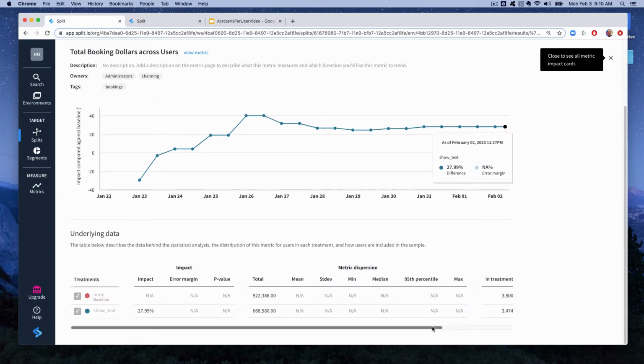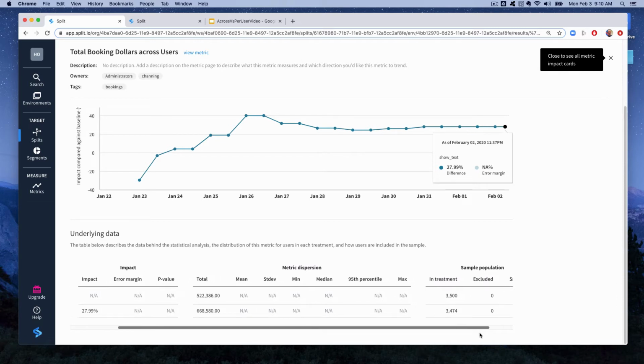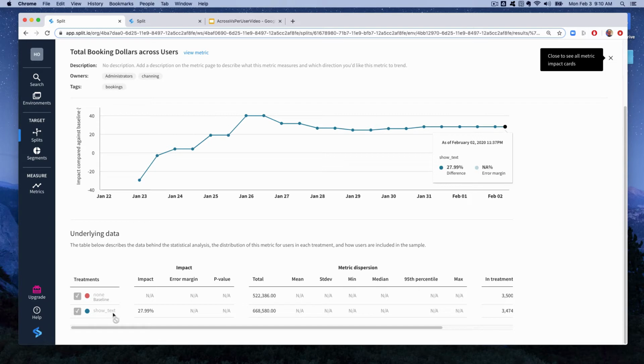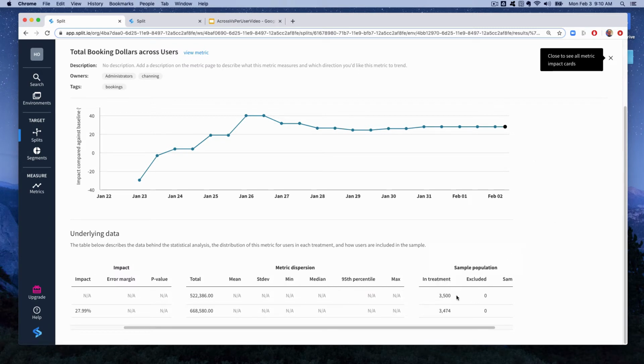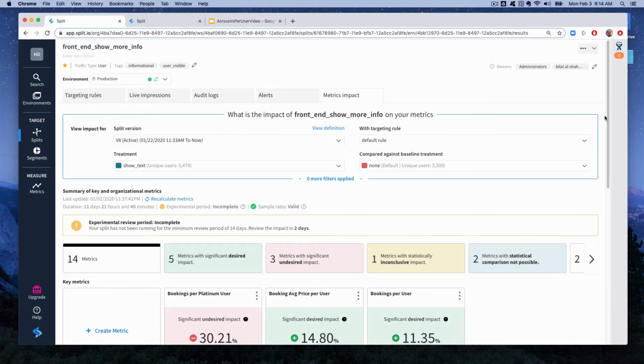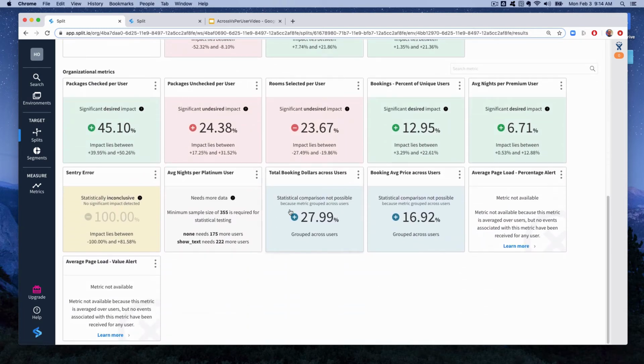The key part to look at is at the bottom, in our underlying data. We've got a total, which is the total booking dollars, all of the booking events for each of these treatments, none and show text, accumulated over the life of the experiment. And you can see there were 3,500 users who got the none and almost that same exact number who got show text. And then here's the total of the booking dollars for those two particular treatments. The key thing here is that there's only a single number for all of those users. And therein lies the reason that when we display these cards for metrics that are measured across users, we give it this note of statistical comparison not possible because metric grouped across users. Let's look at that topic in a little more detail now.